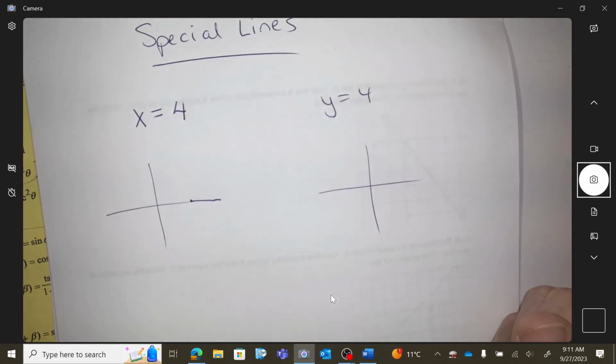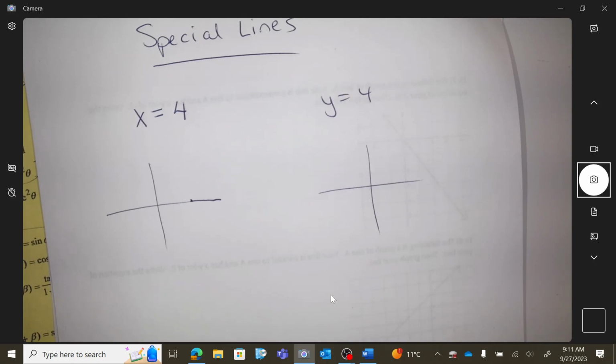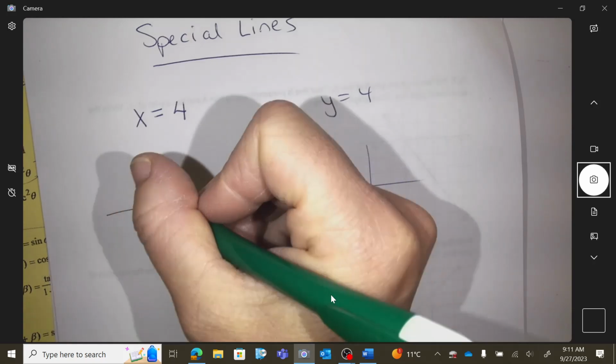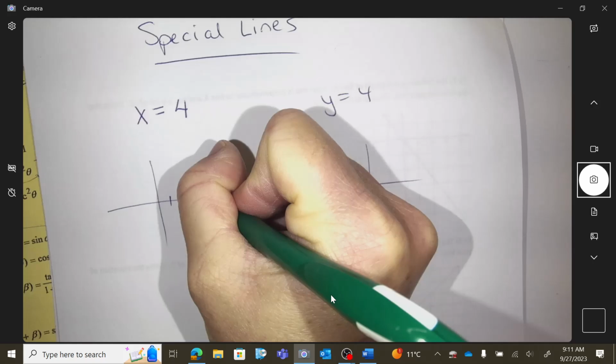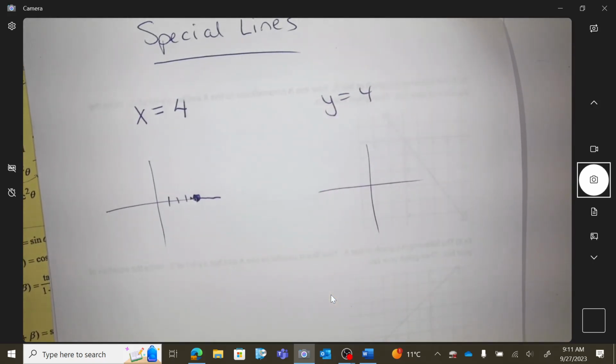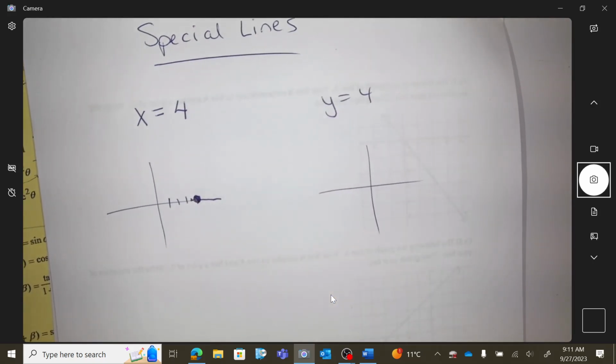Okay, here's what I want you to do. Draw me any coordinate with an x value of 4. What would it look like if you drew me anything? There's a bunch of different things you could do, but give me any coordinate that has an x value of 4. So I drew the coordinate 4, 0. You could have drawn something else, so that's fine.